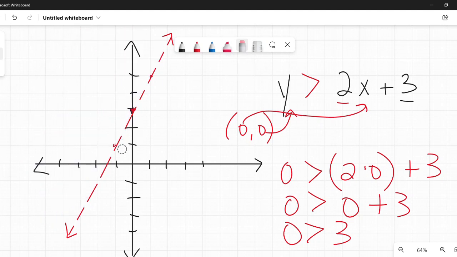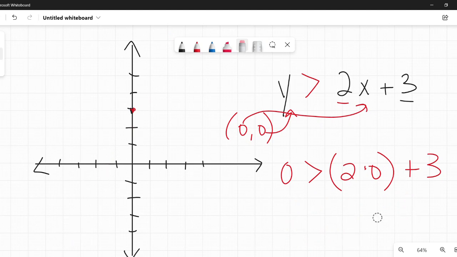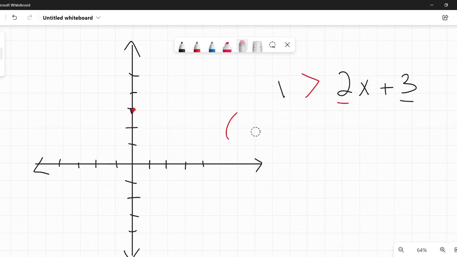Now, the next part of this is going to be when they give you a system of equations. And when that happens, you're only going to shade your final answer. You only shade where they overlap, because that's the solution. Only values that are in both of these shaded areas are going to be the solution, only the overlapping area.